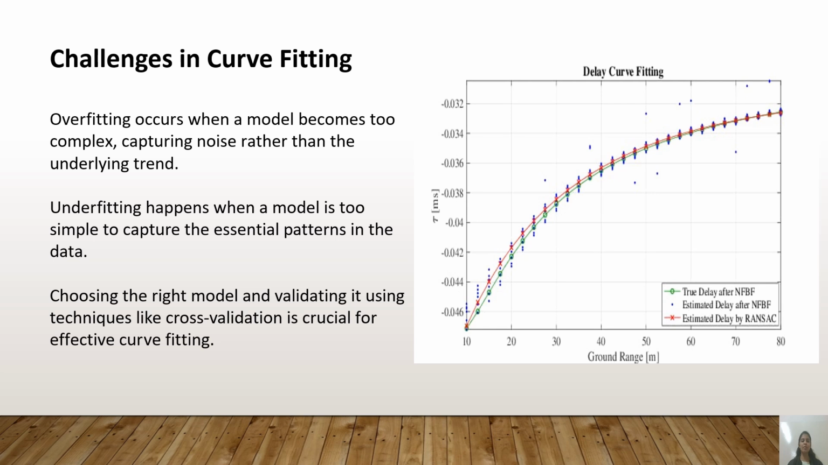Overfitting occurs when the model becomes too complex, capturing noise rather than the underlying trend. Underfitting happens when the model is too simple to capture the essential patterns in the data. Choosing the right model and validating it using techniques like cross validation is crucial for effective curve fitting.